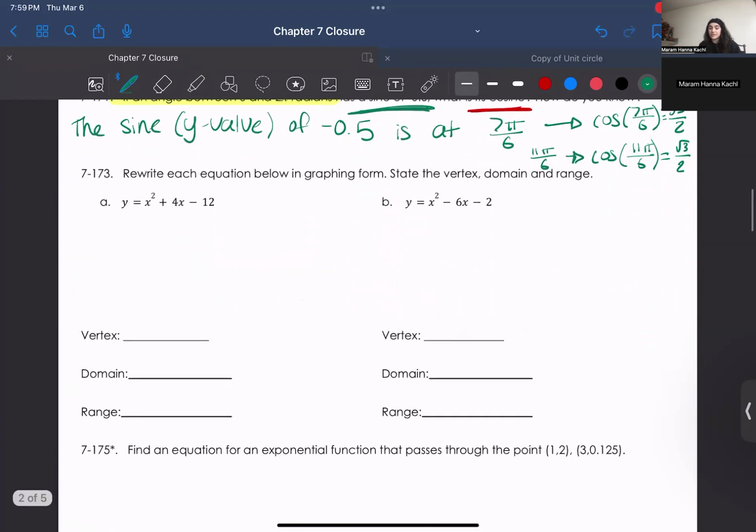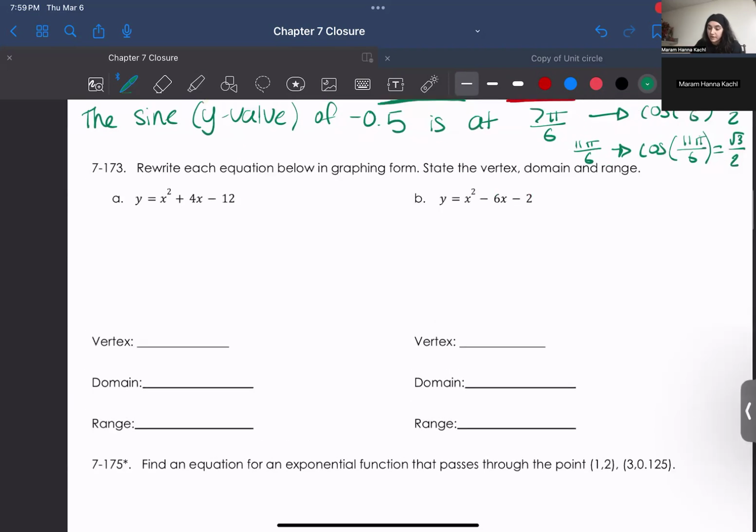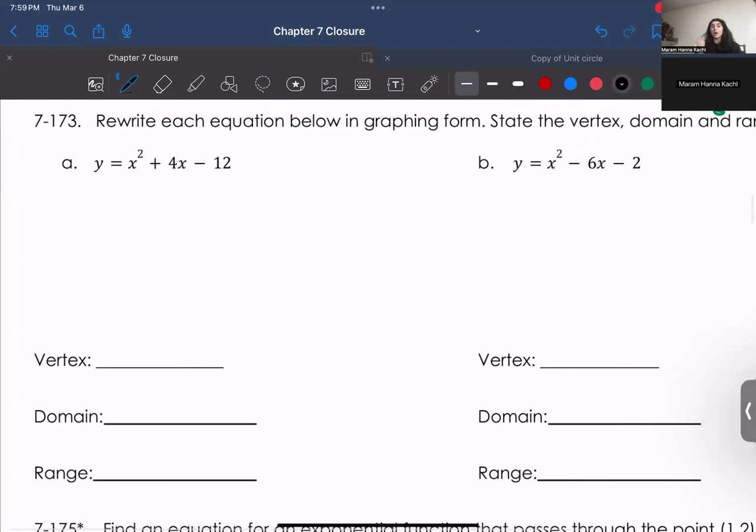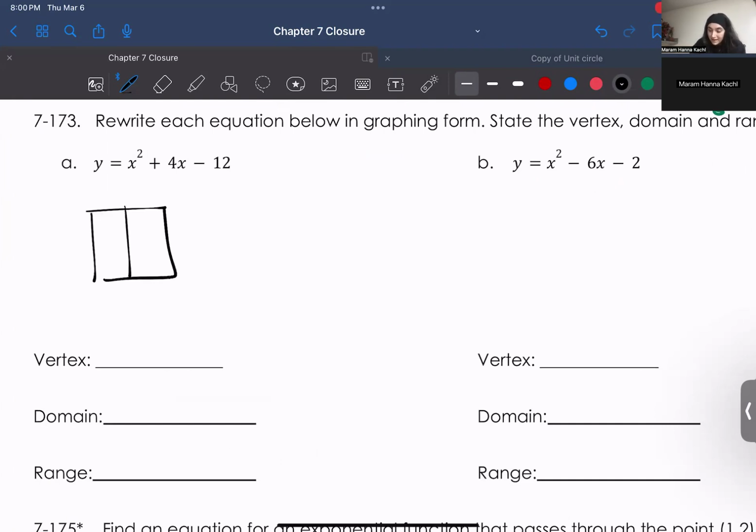All right, the next question says rewrite each equation in graphing form. That should automatically tell me if I want to go from standard form to graphing form, I'm going to need to use completing the square. So completing the square as a reminder, rather than when I go through finding x-intercepts for standard form, I go through diamond and box. When we think complete the square, I want you to go automatically to just our square. Why? Because we start to fill out the square and then realize what we're still missing.